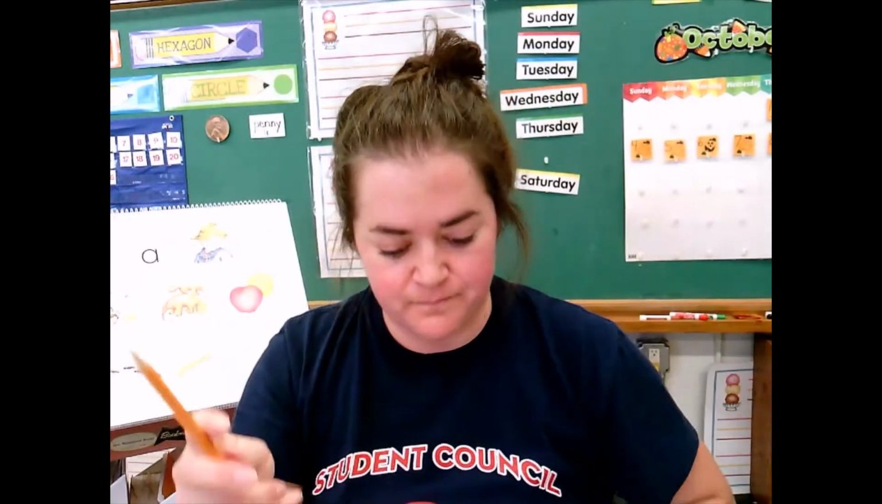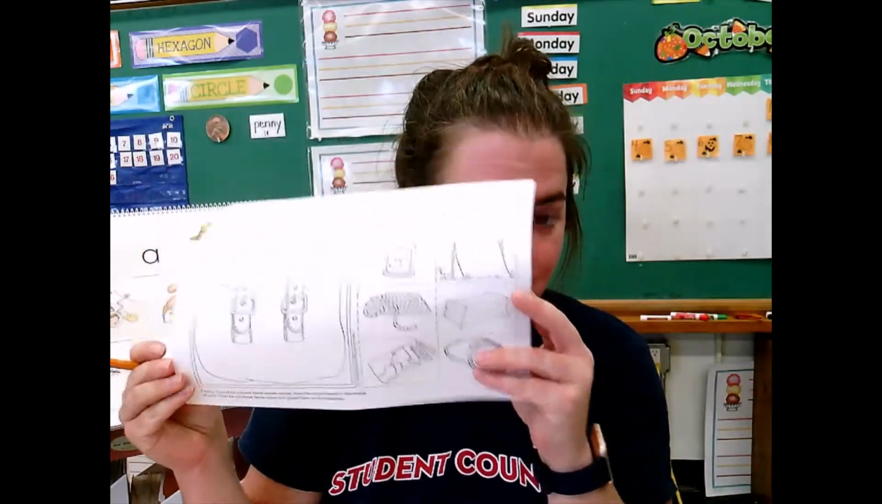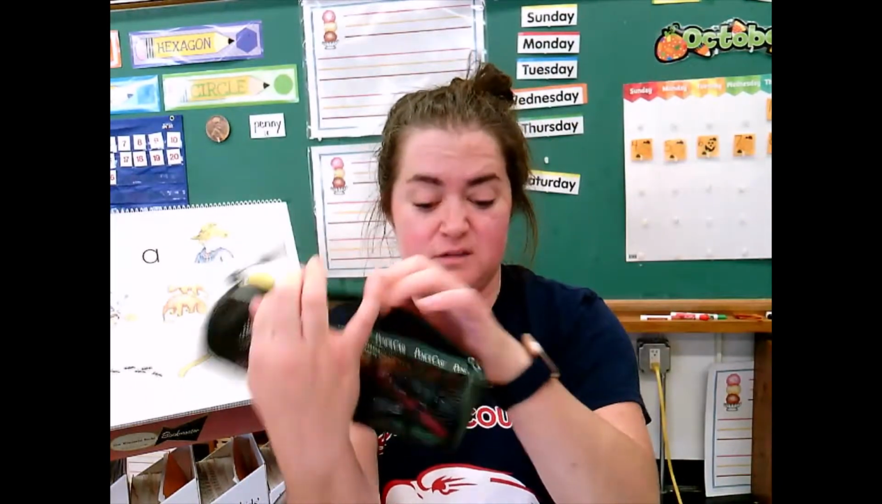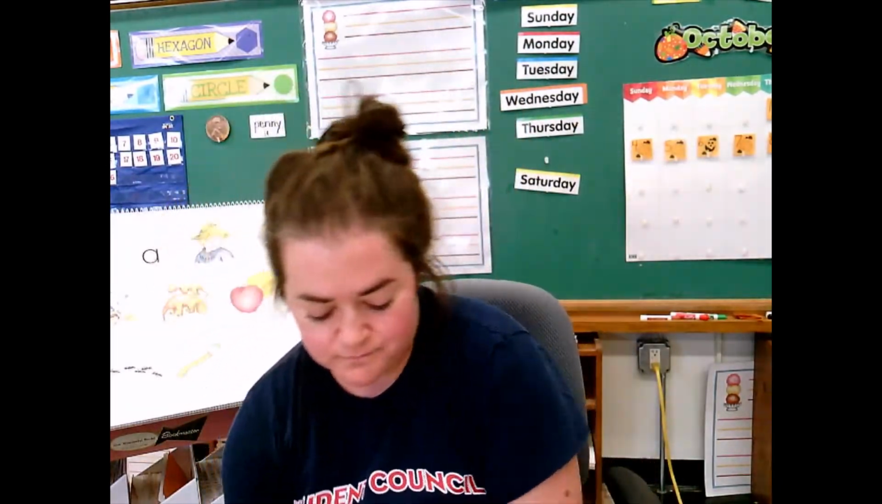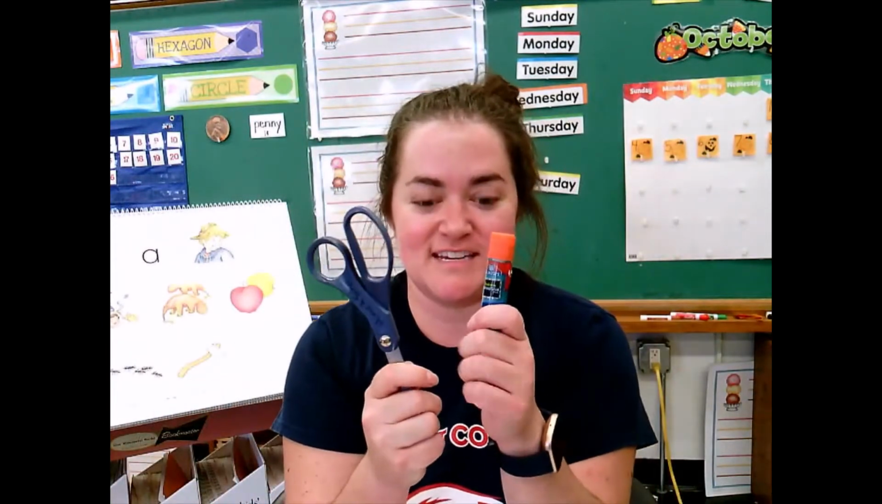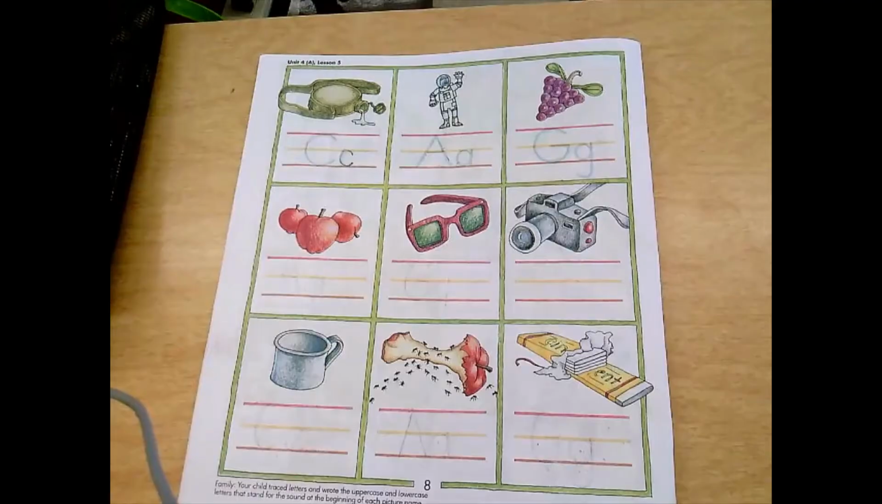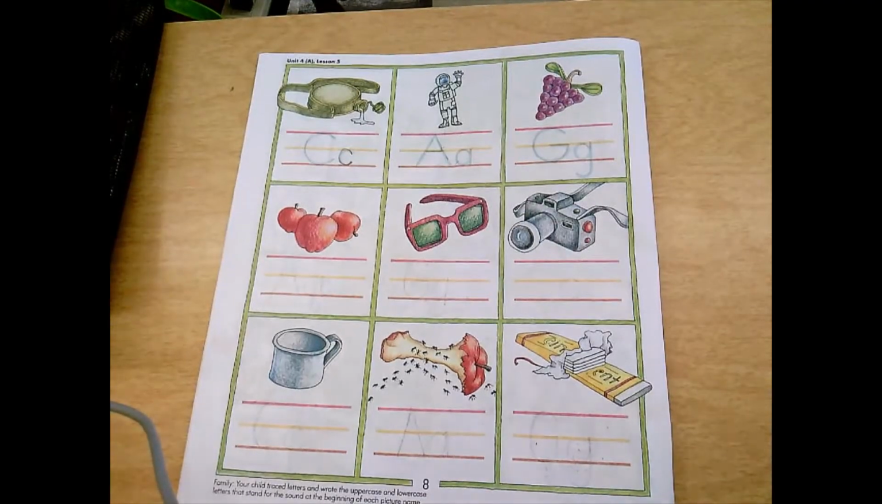For today, you will need your ALF book, a pencil, practice page 23, your colors, crayons or markers, your scissors, your glue stick, and did I already say a pencil? I think so. So we're going to start on page 8.